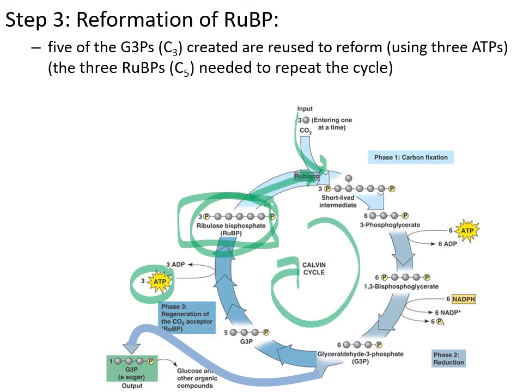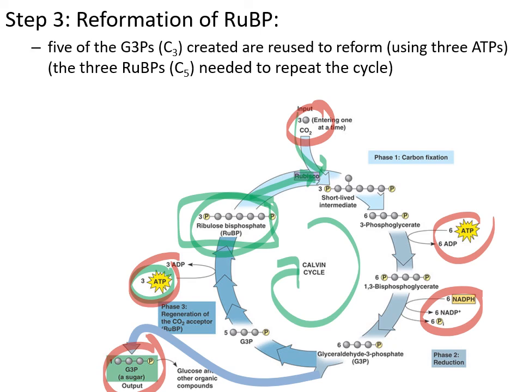Take a look at the overall work that has been done here. 3 carbon dioxides are going in. 6 plus these 3 ATPs are being used up, so we're using up 9 ATPs, and 6 NADPHs are also being used up, and that is to generate one single G3P, glyceraldehyde 3-phosphate. 2 of those are needed to make a glucose molecule. So you'd use 6 carbon dioxides, which makes sense. Glucose has 6, that's where they're coming from.